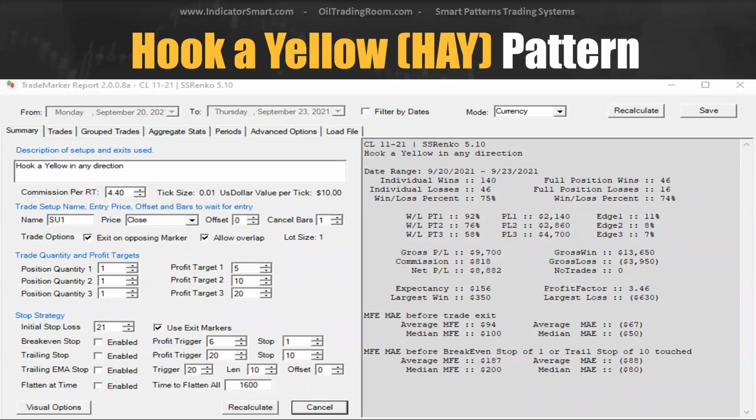So I put this into Trademarkers and just looked at it over, I think, a 4 or 5 day period. Just this pattern alone, hook a yellow in any direction. Now, market's been pretty volatile lately. But what I'm most interested in when I do a study like this is, at least for me, it's not as much of a trading system. We've been using this pattern for a long time, like in our trading room and everything. So I don't need to do a whole lot of study on this to know that it's going to work or give a decent result.